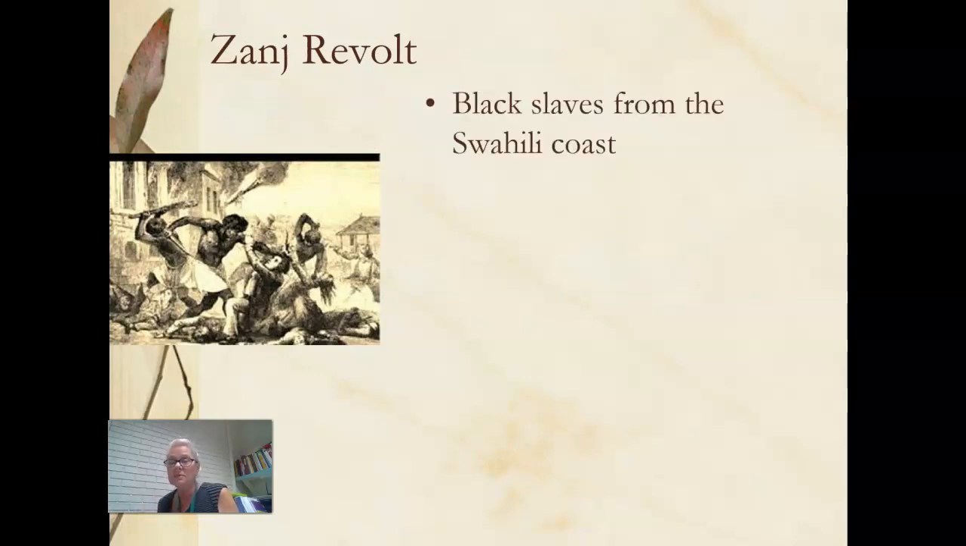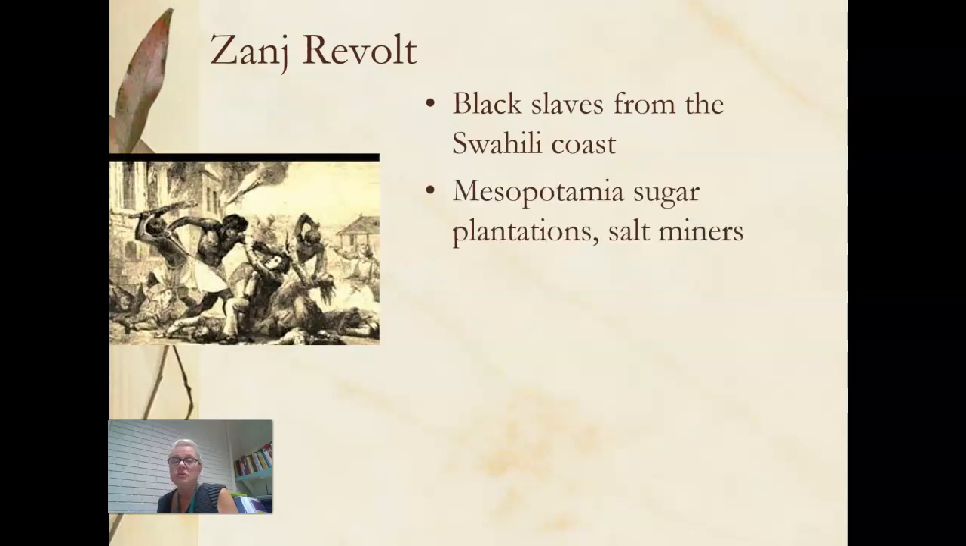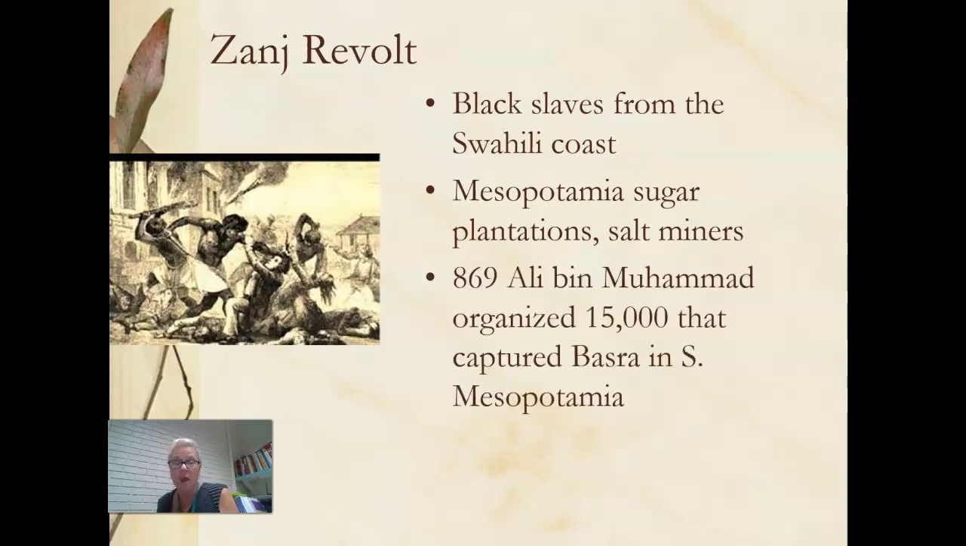The black slaves from the Swahili coast did try to revolt against being sold to Islamic slave traders that were bringing them into Mesopotamian sugar plantations, or other slaves that were being brought to the salt mines. These are both very difficult and unpleasant working conditions. The sugar plantations were dangerous because of the way they burned off sugar, and the salt mines were just awful. They were hot, they were dry.